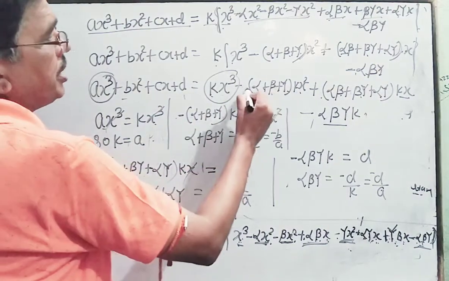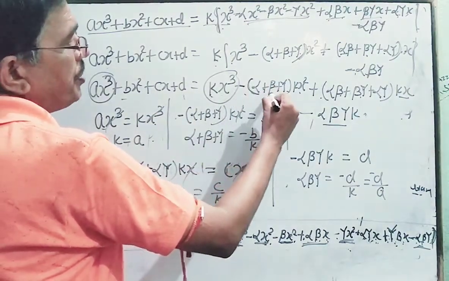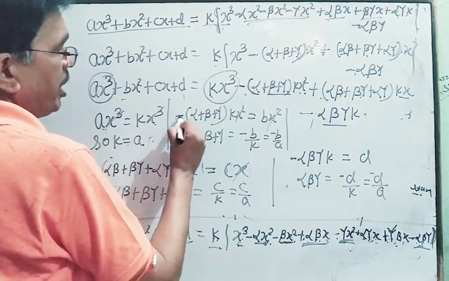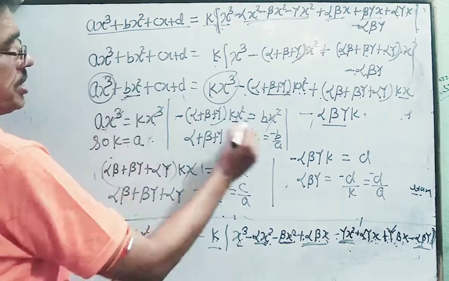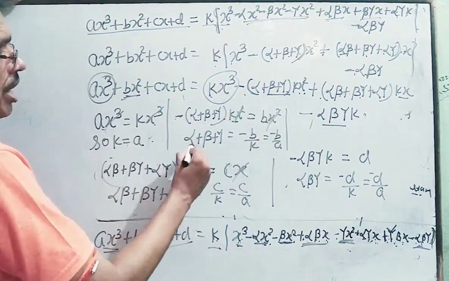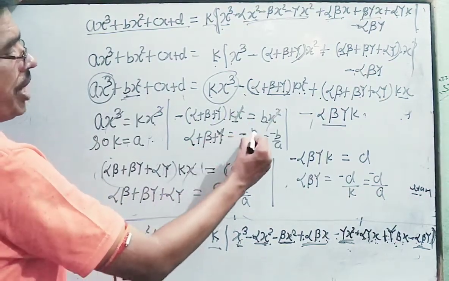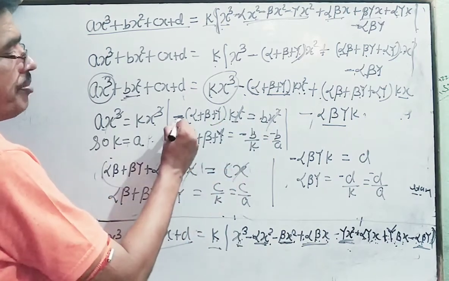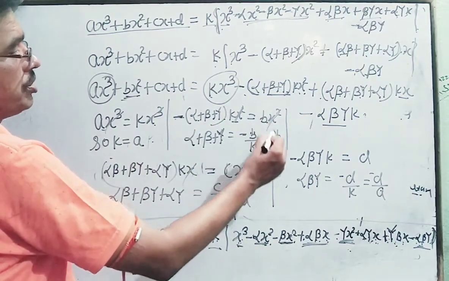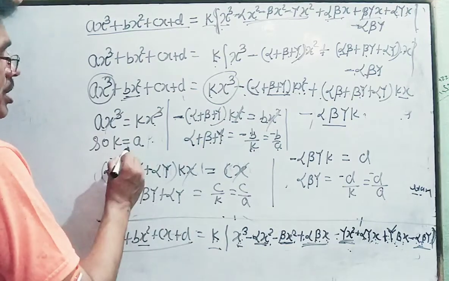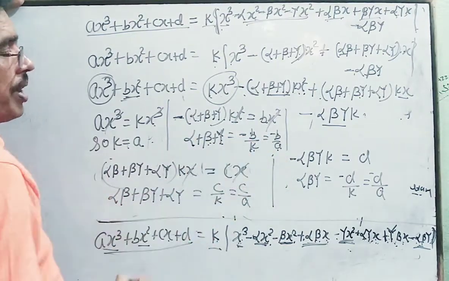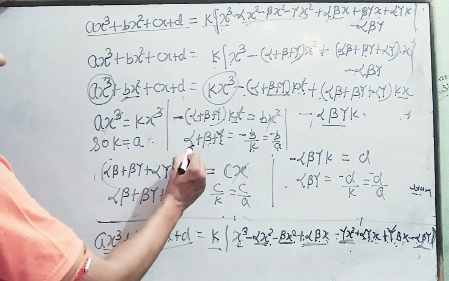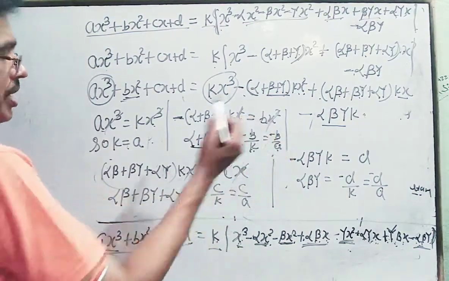Next, here is minus alpha plus beta plus gamma kx square. I write minus (alpha plus beta plus gamma) kx square is equal to bx square. Then alpha plus beta plus gamma is equal to minus b by k, because here is minus, so minus b by k. So k is a, therefore minus b by a. So alpha plus beta plus gamma is minus b by a. It is the relation for the sum of the zeros: minus b by a.